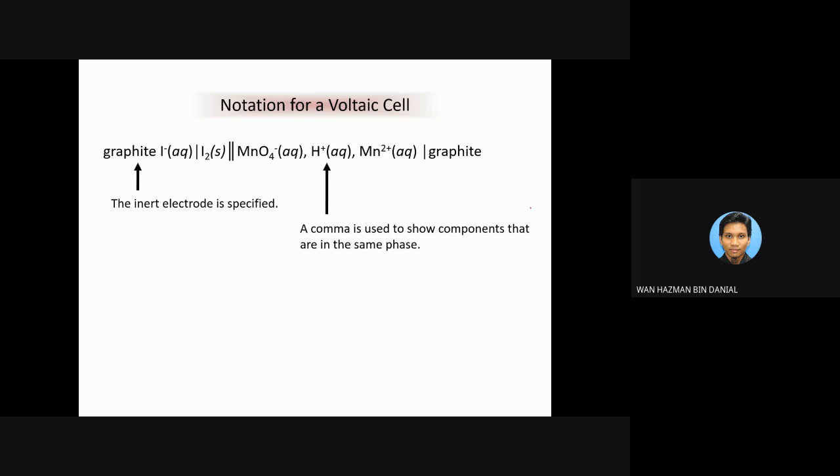Okay, so this notation, kalau you use the inert electrode, sama jugalah, left side is the anode and the right side is where the reduction occurs.